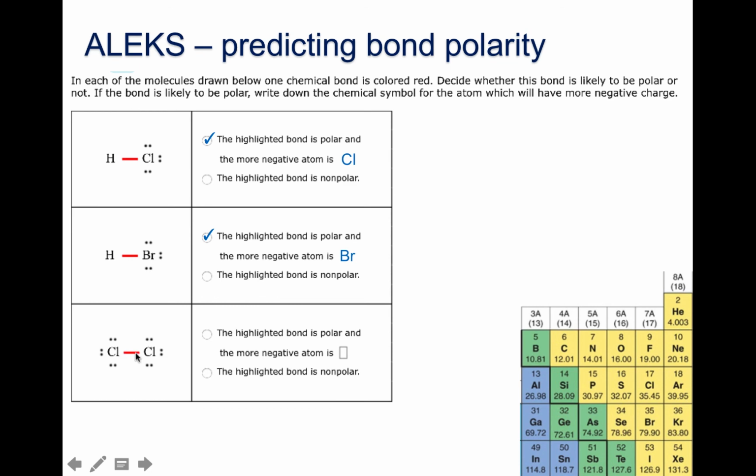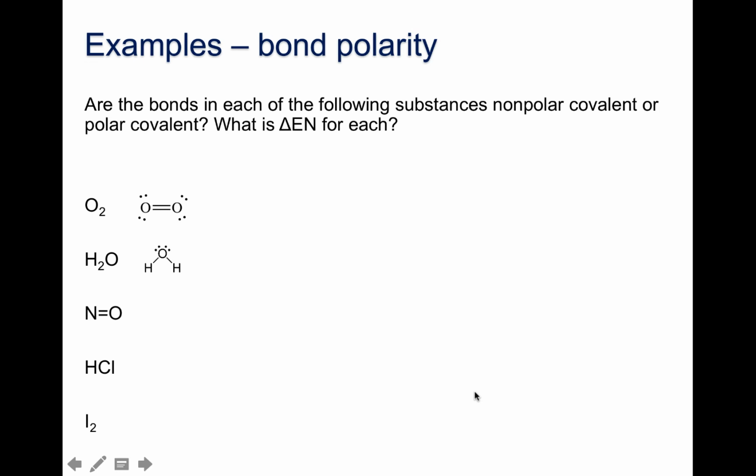In this last example, we have a chlorine-chlorine bond. We have two identical elements bonded to one another, and their electronegativities are going to be identical. And if they're identical, that means that there is an equal sharing of electrons, and that would be classified as a nonpolar bond. Another example using bond polarities, we could identify each of these substances as having polar covalent bonds or nonpolar covalent bonds, as well as identify the actual difference in electronegativity for each. In order to calculate the difference in electronegativity, you would need to be provided the values.